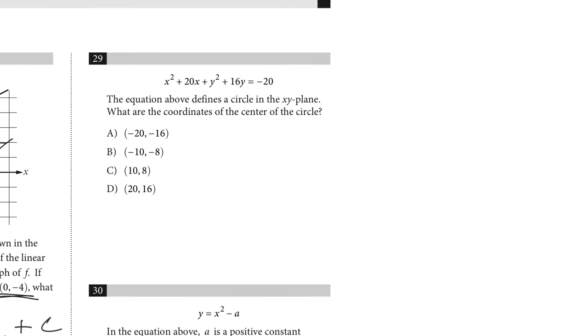Alright, 29th one. x squared plus 20x plus y squared plus 16y equals minus 20. The equation above defines a circle in the xy plane. What are the coordinates of the center of the circle? The equation looks a bit like (x minus h) squared plus (y minus k) squared equals r squared. So we're bringing it to the standard form.